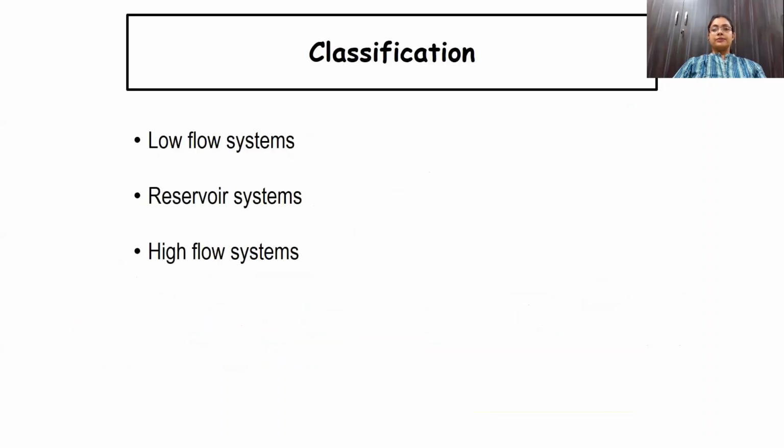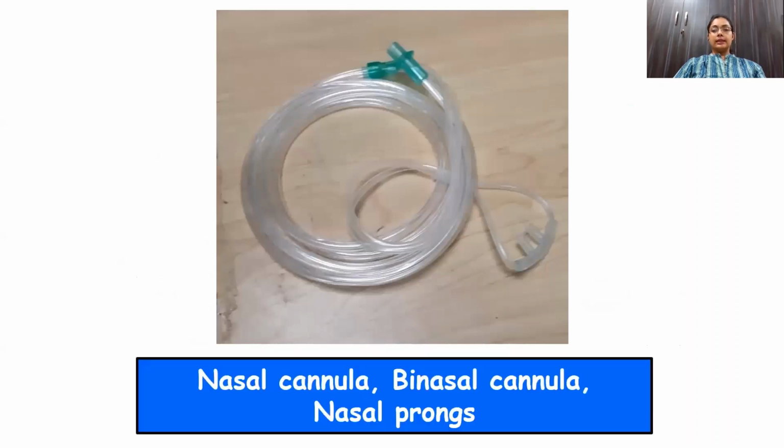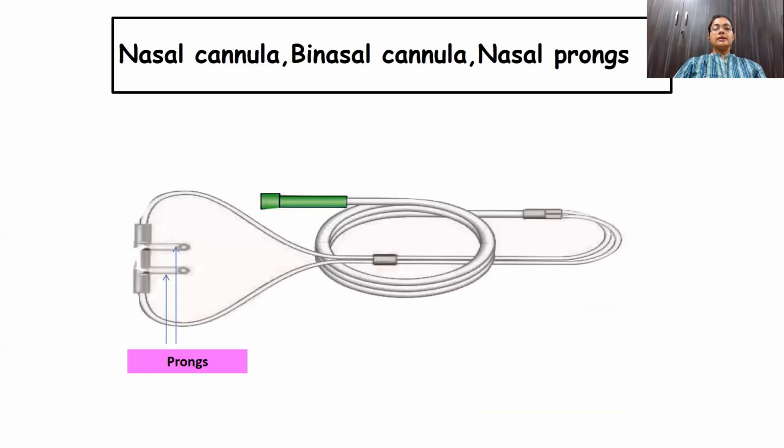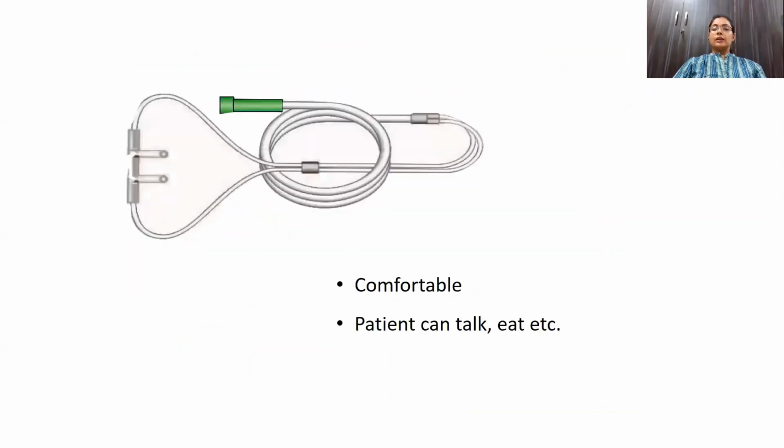These devices can be classified as low flow system, reservoir system or high flow system. So this is the first device, which is also the nasal cannula or binasal cannula and nasal prongs. You can call either of them by either of these names. It has two prongs which will go into the nostrils of the patient, and they have an adjustable strap. It can easily be fitted into the patient, and the strap should be going above the ear to provide better stability. They are comfortable and patient can talk and eat, and there is no claustrophobia with this device.